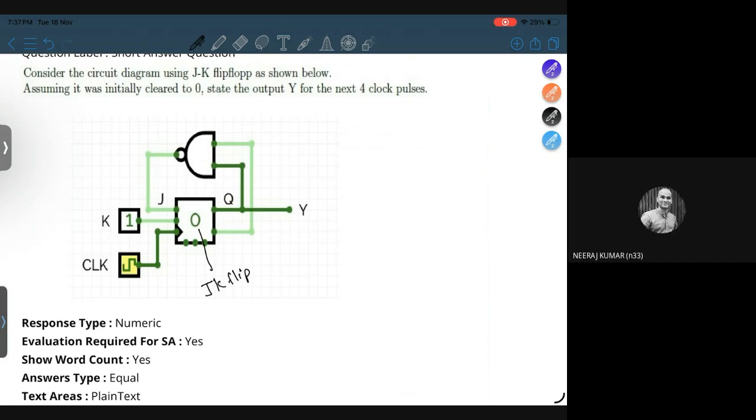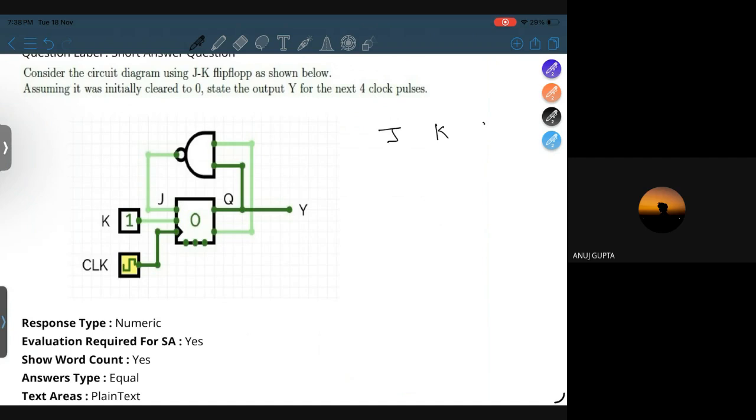Okay, so this one is easier. So what is the issue? Write the JK truth table if you do not remember, and from that you have to solve. Okay, let me write the truth table of JK.